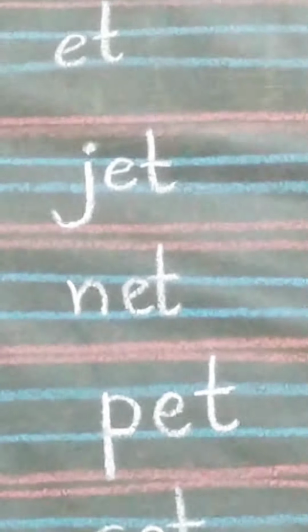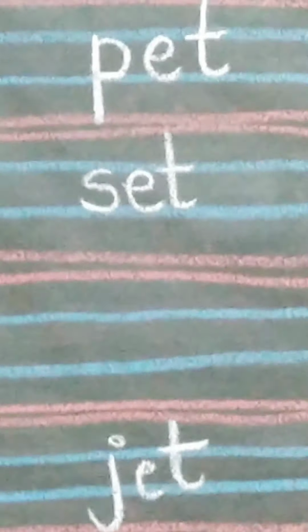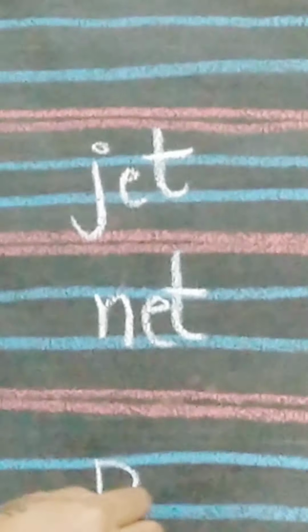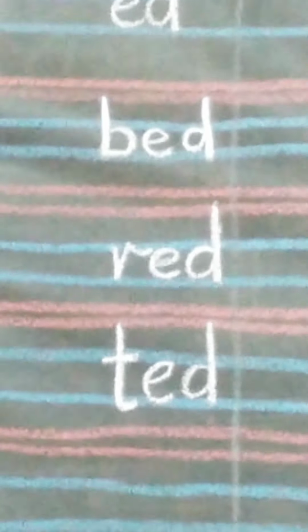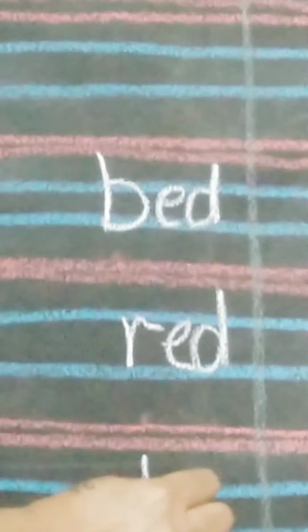Now E T sound words. J, E, T, Jet. N, E, T, Net. P, E, T, Pet. S, E, T, Set. After that, E D sound words. B, E, D, Bed. R, E, D, Red. T, E, D, Ted.